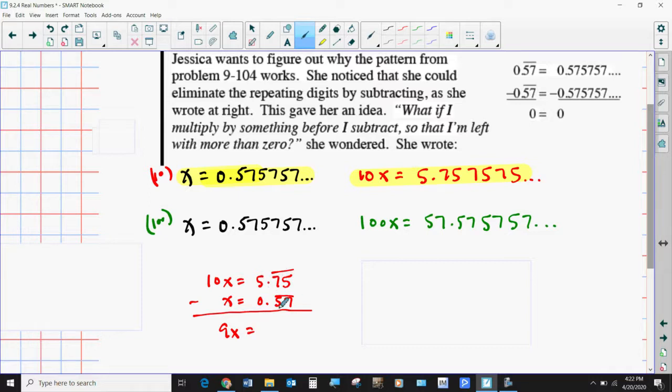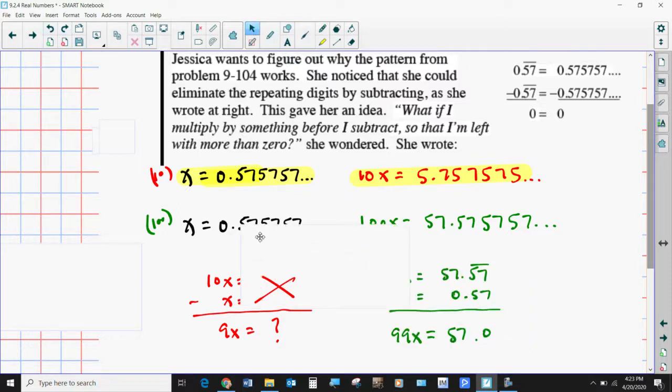However, I can't do this subtraction problem because I don't have the same numbers in each one of the place values. If we're going all the way back to infinity, where do you start? It's impossible to do. You cannot do that. So this is not going to work by simply multiplying by 10.